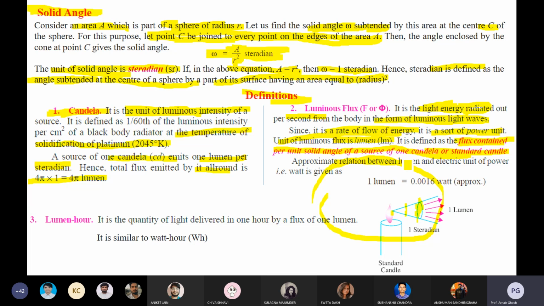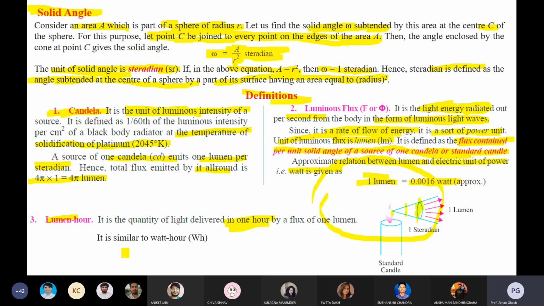Approximately, the relation between the lumen and the electric unit of power is that 1 lumen equals 0.0016 watt, which is very less. And lumen hour is the quantity of light delivered for 1 hour by the flux of 1 lumen. So it is known as the lumen hour.